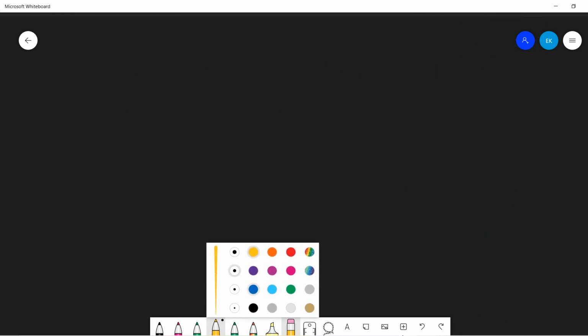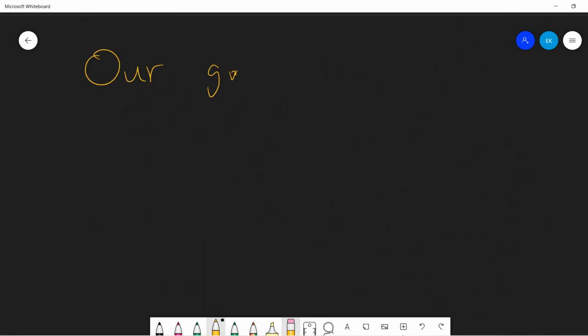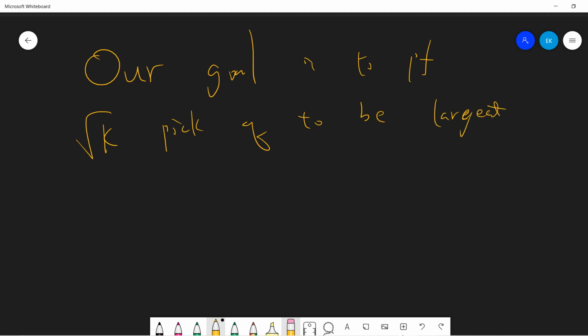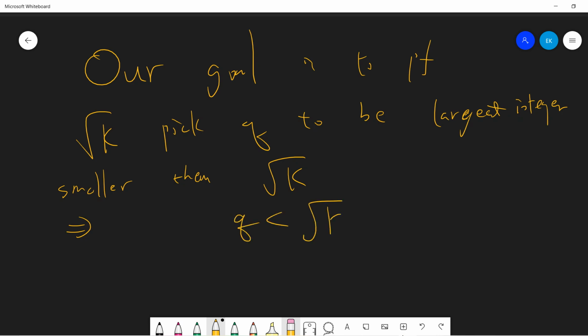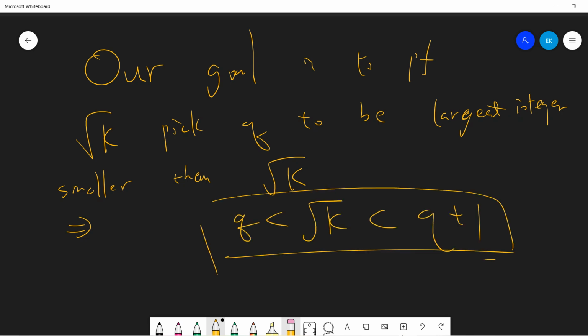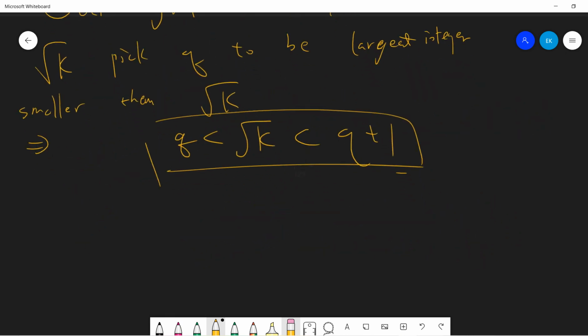But now we need to use a more difficult one. Our goal is to prove the square root of k is irrational by infinite descent. The idea is that I pick q to be the largest integer smaller than the square root of k. So q is less than the square root of k, which is less than q plus 1. This should be very easy.